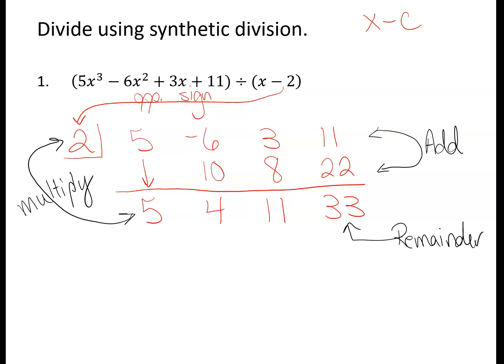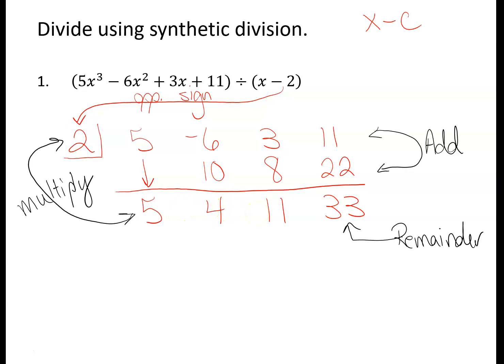Always, when you work synthetic division, the very last number below the line is the remainder. Okay, now let's talk about how we write the answer. Look at the original problem. We had a polynomial divided by a polynomial. Then the answer is going to be a polynomial. These are going to be the coefficients, these numbers below the line, 5, 4, and 11.